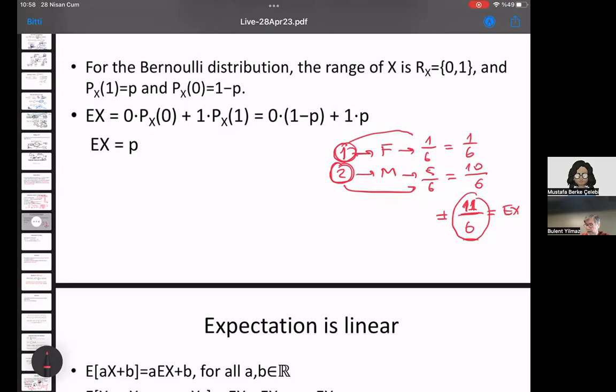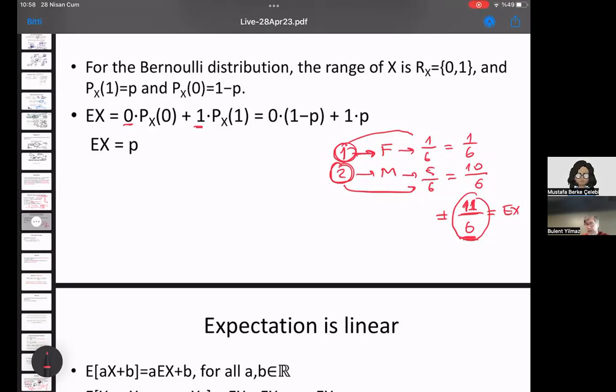You say my definition is male is 2, female is 1. My definition is failure is 0, success is 1. According to this, you can say my expected value is that. You can change it, but you have to be consistent in your practice.